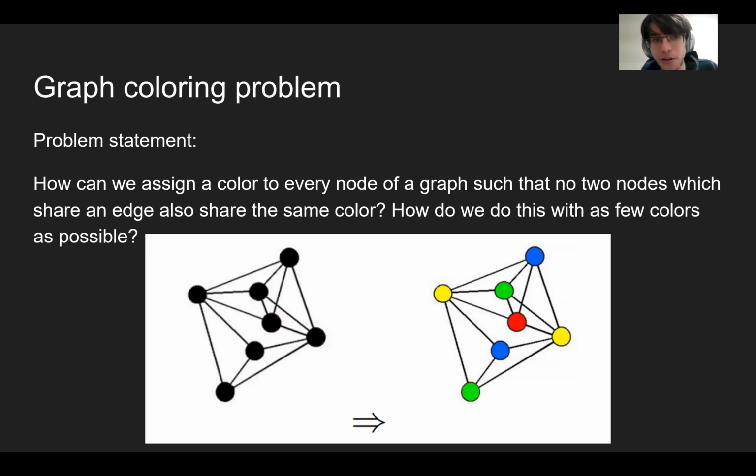The whole idea of the graph coloring problem is, how can we assign a color to every node of a graph such that no two nodes that share an edge also share the same color? And how do we do this with as few colors as possible? One thing you could always think of is, just give every node in the graph a different color. That would solve the first part, but that doesn't give us any information about the second part. How do we choose as few colors as possible?